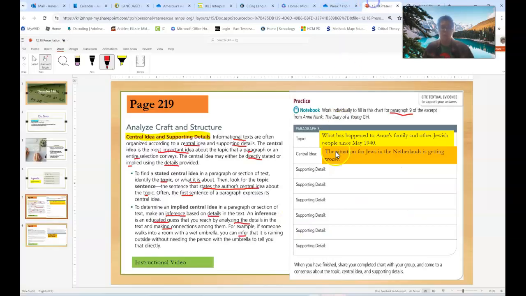And what you would do is you would put in here, you could either give the examples. You could say the laws are restricting Jews. So I would put the laws are restricting Jews for your first supporting detail. Okay, so now you're going to find the other supporting details. And this should take you no longer than maybe 15 minutes to do.